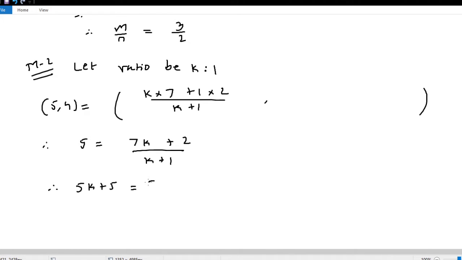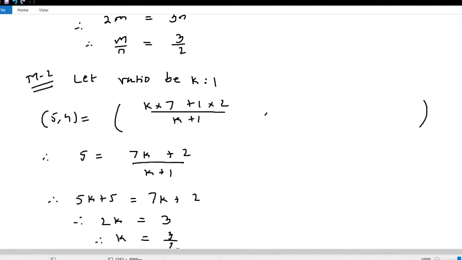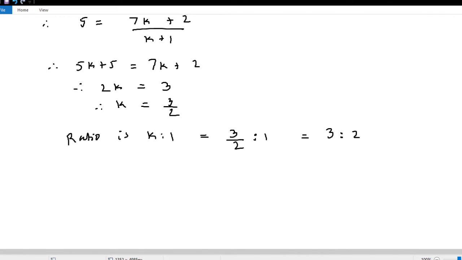So we get 5k plus 5 is equal to 7k plus 2. Therefore 2k is equal to 3. So k is equal to 3/2. So our ratio is k:1, which becomes 3/2:1. You can also write this ratio as, if you multiply throughout by 2, then it will look like 3:2. So we got the same answer earlier for m:n, 3/2, and now also the same answer, 3:2.